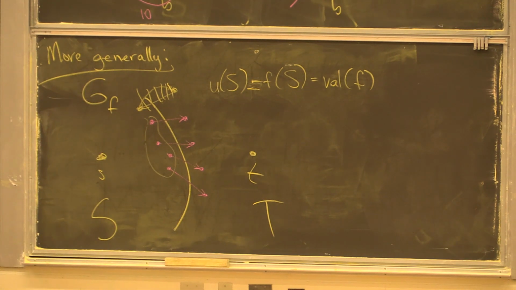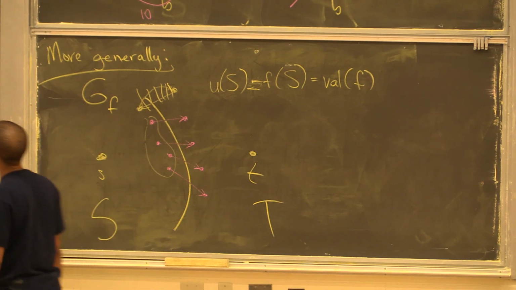Okay. So I'm done. I've shown you that there is an F and an S, namely we get them out of the Ford-Fulkerson algorithm, such that the val of F is equal to the capacity of S, and we have the reverse direction of the inequality that we wanted.